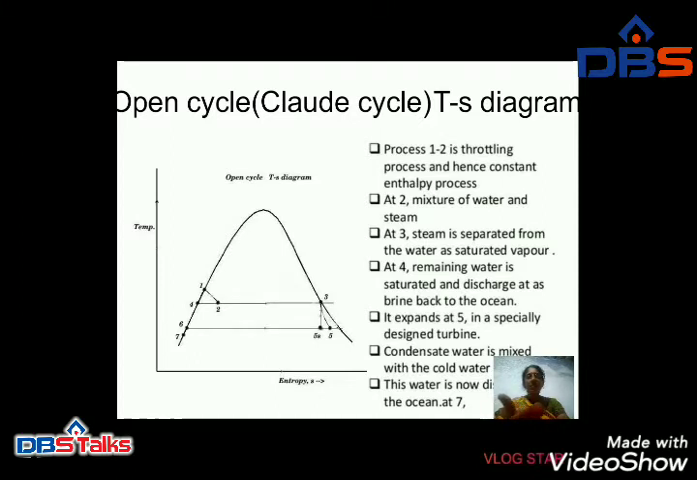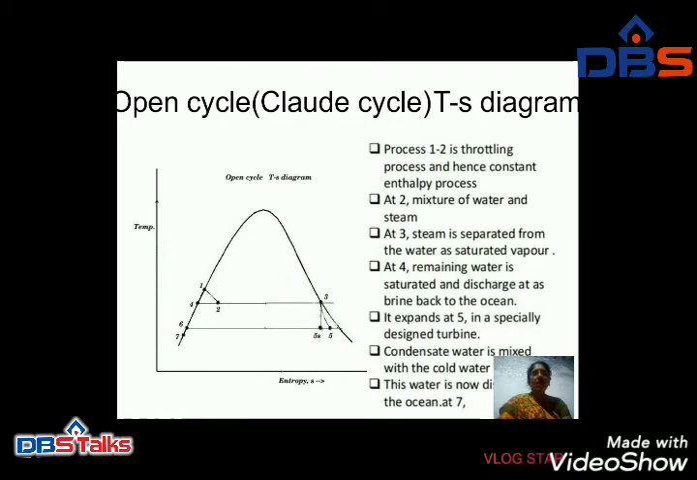That means the first process is the enthalpy process, then the mixture of water and steam, and then the steam is separated, and the remaining water will be saturated and discharged. Then it expands in the specially designed turbine, and then the condensed water is mixed with the cold water, and the water is now discharged to the ocean. This is about the TS diagram of the open cycle system.